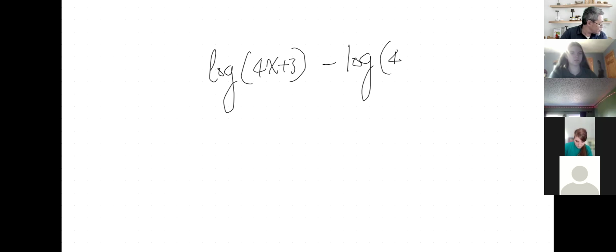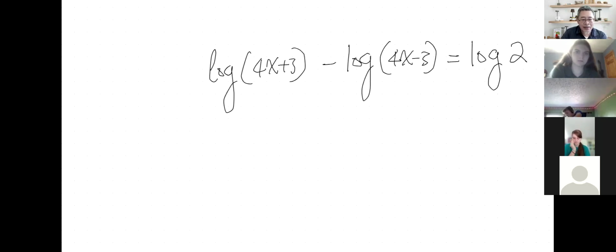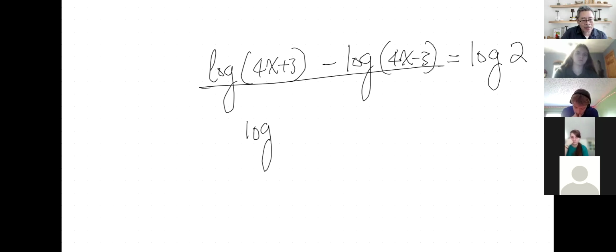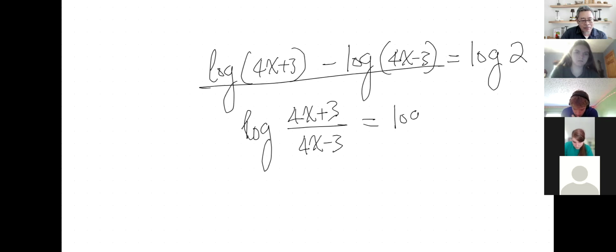Now we're going to look at something a little bit different, what we do when we're dealing with subtraction. For example, we've got log of 4x plus 3 minus log of 4x minus 3 equals log 2. The difference is going to be log of the quotient if we combine them. The reason we combine them is to get rid of the log. So this side will be 4x plus 3 over 4x minus 3, and this side, of course, is log 2. So 4x plus 3 over 4x minus 3 equals 2.